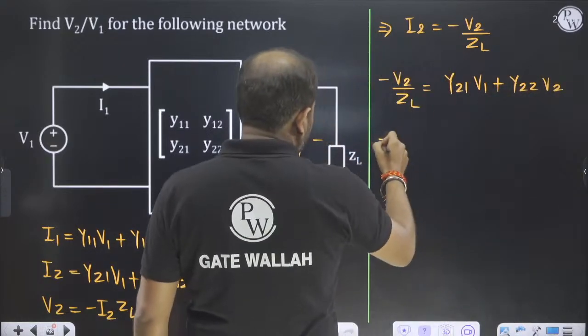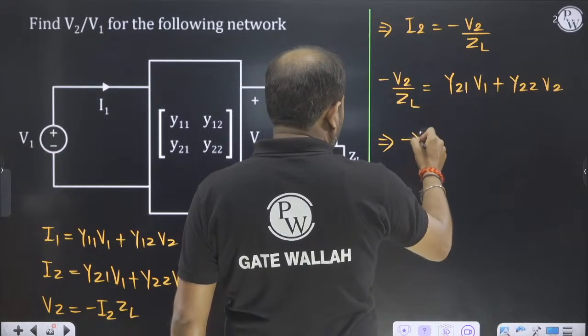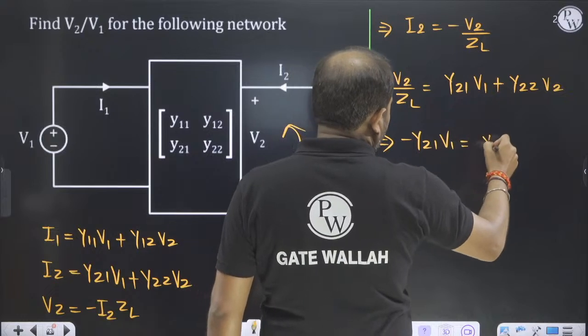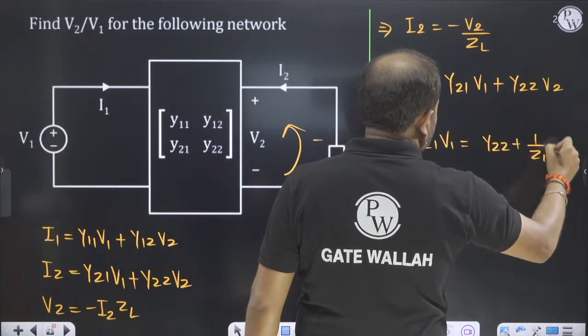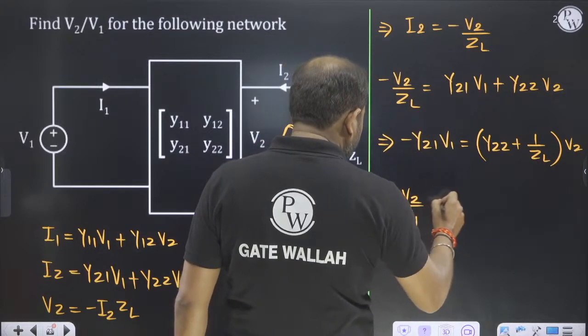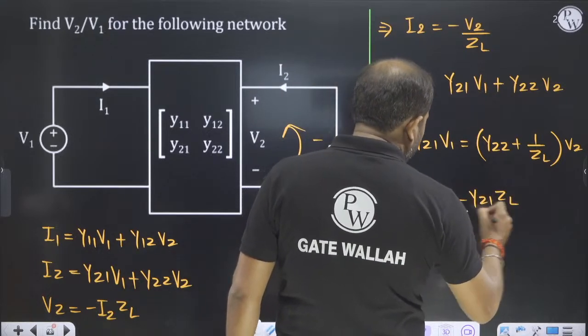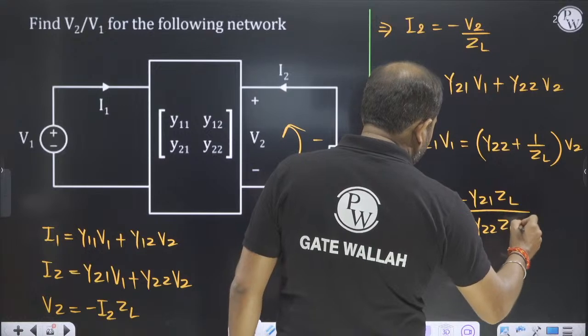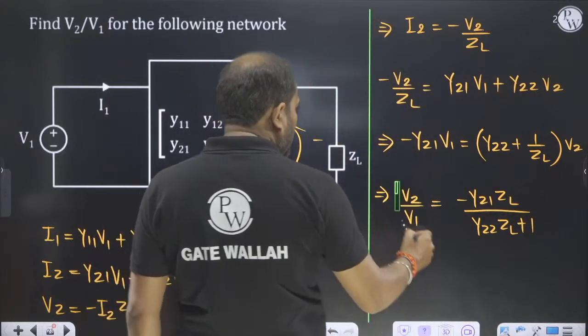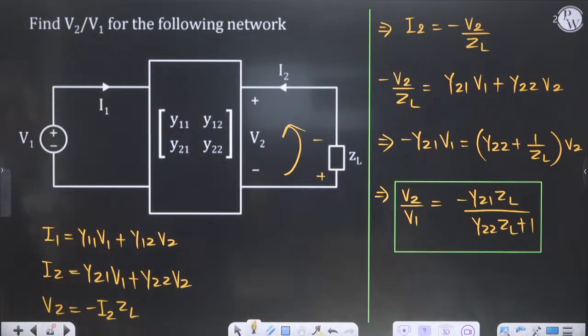So it will be written as minus Y21 V1 equals Y22 plus 1 by ZL times V2. So V2 upon V1 will be minus Y21 into ZL divided by Y22 ZL plus 1. So this is the ratio. It's very easy. Just go through the formula, you will get the answer.